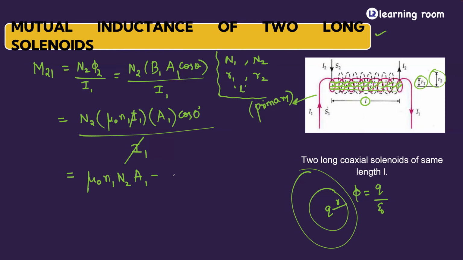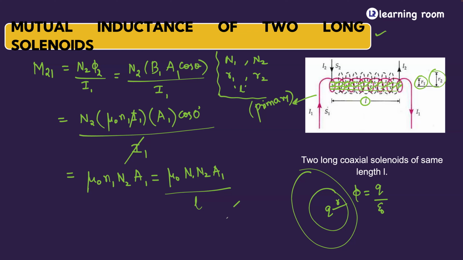So this will be equal to mu naught into, I know that small n1 can be written as capital N1 by L. So it will be mu naught into n1 into n2 into A1, the whole divided by L. So this is one such expression.